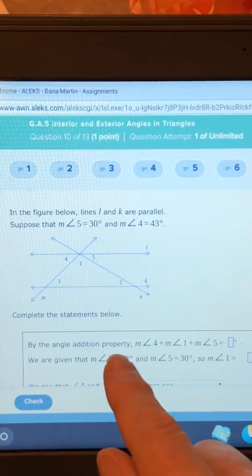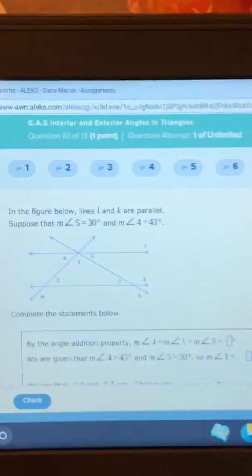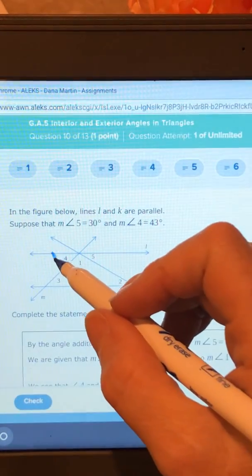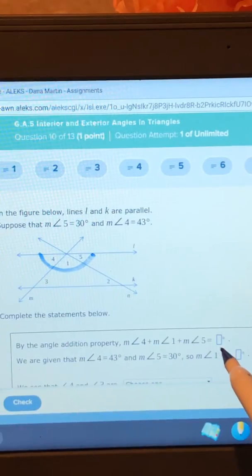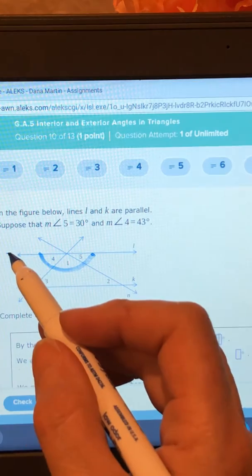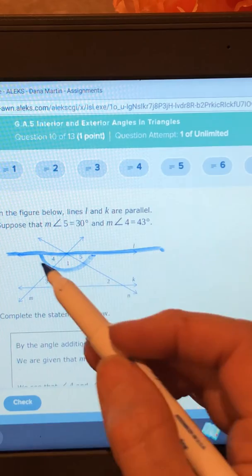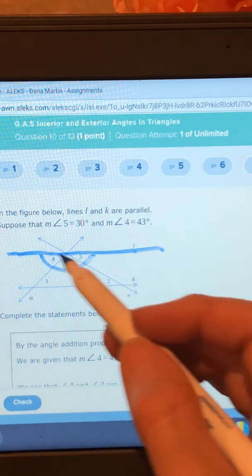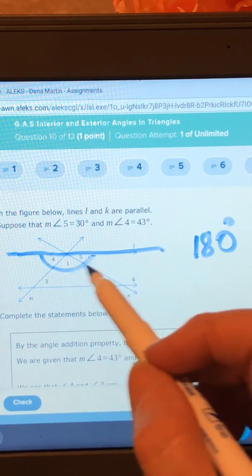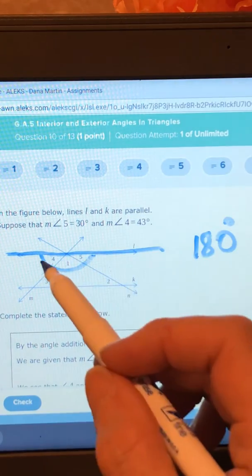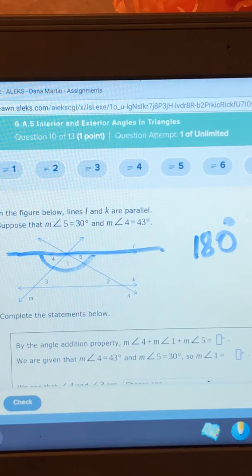By the angle addition property, angle 4 plus angle 1 plus angle 5, meaning all three of those angles together, are going to equal, they think we should know that, and we should. There's a straight angle, and these three angles added all together are going to equal however much a straight angle is equal to, which is 180. Believe it or not, you can have more than two angles equal together to make a supplementary angle. Those are three angles added together to equal 180 degrees.